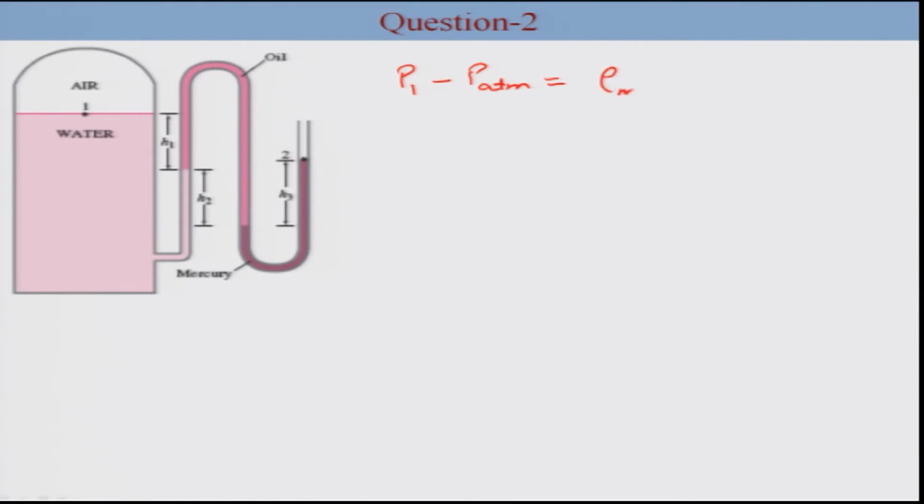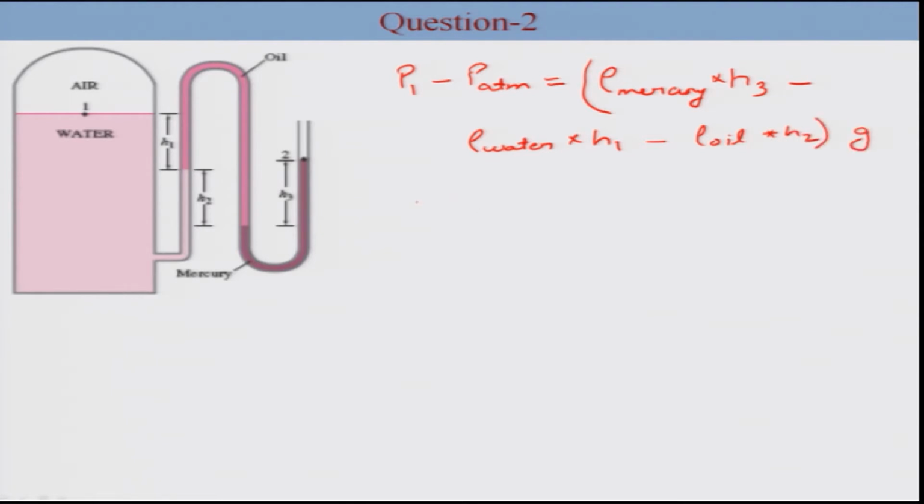So this expression simplifies to density of mercury into h3 minus density of water into h1 minus density of oil into h2, and completely multiplied by g, as g is taken common.